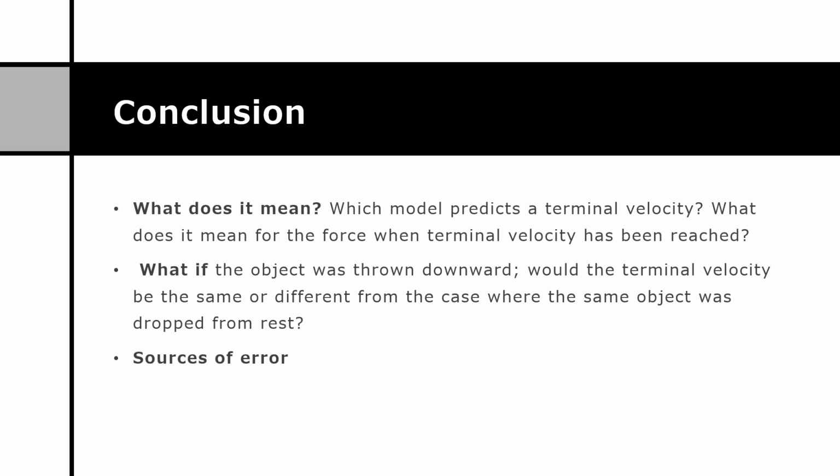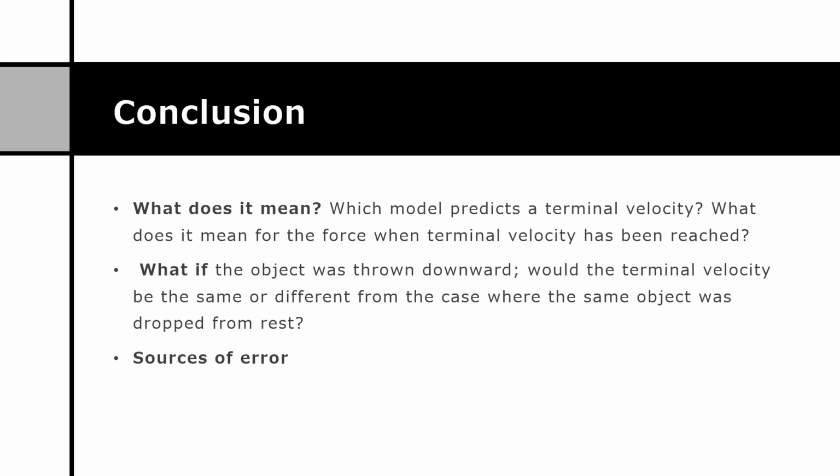And then if the object was thrown downward, would the terminal velocity be the same or different from the case where the same object was dropped from rest? Yes, the velocity would be the same because even though it started with an initial downward velocity, it will still reach that same terminal velocity over time.